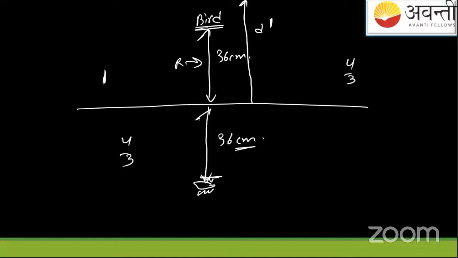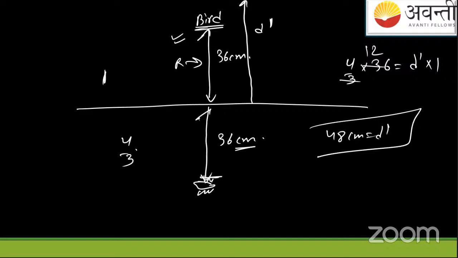4 by 3 into 36, where 4 by 3 is this medium. So this is the real depth of the bird, which it will see, is 36, into D dash into 1. In air the illusion is happening now. So when we solve this thing, this will come out to be 48 centimeters. And this is the right answer. That is, apparent to this fish, this bird will appear to be at 48 centimeters, which is far away.